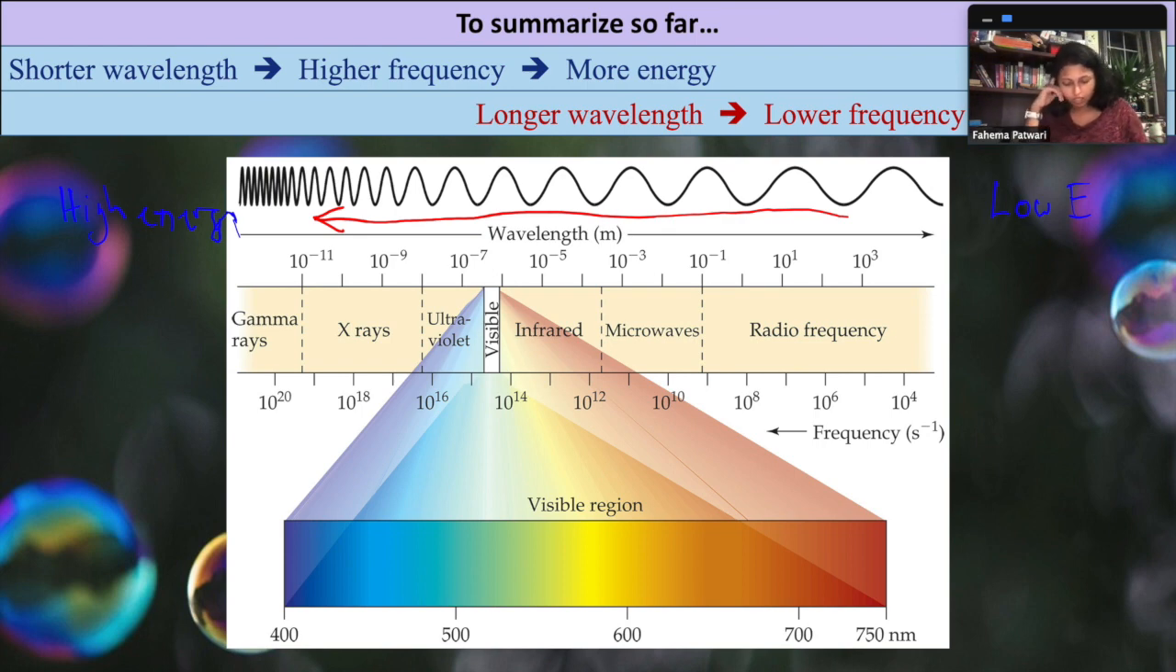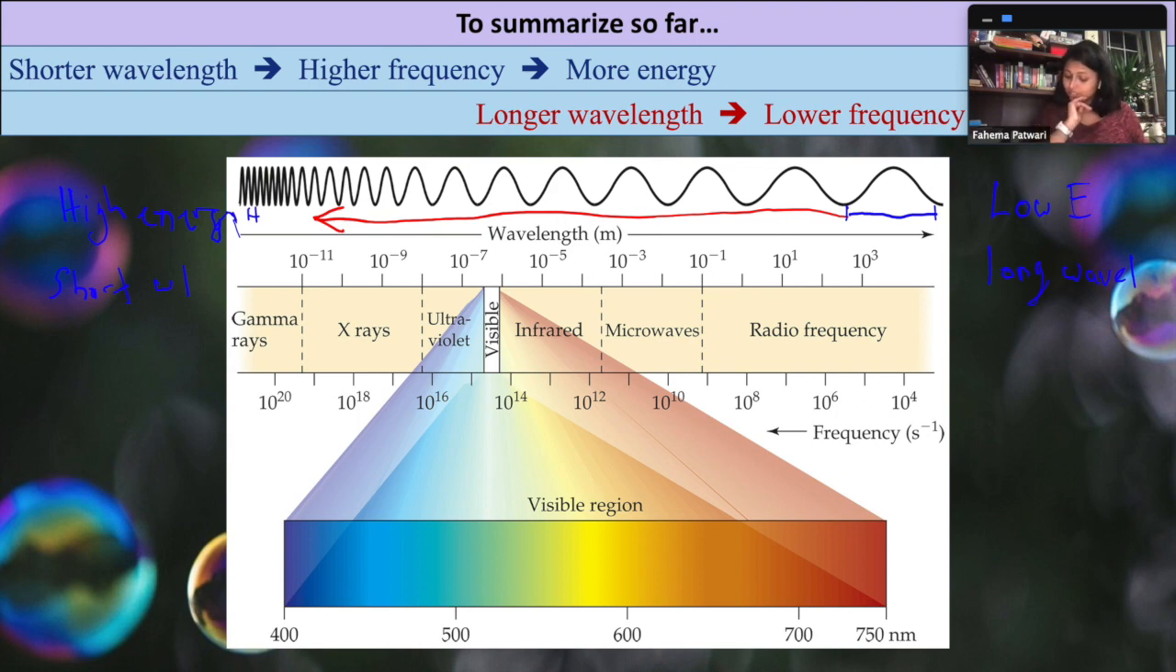Okay, and if we compare wavelengths, this side clearly has fairly long wavelengths compared to this side, which has very short wavelengths. So from there, we can see that long wavelengths are related to low energy, right? Short wavelengths are related to high energy.